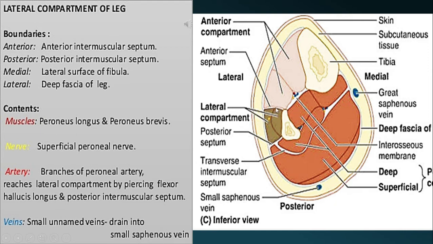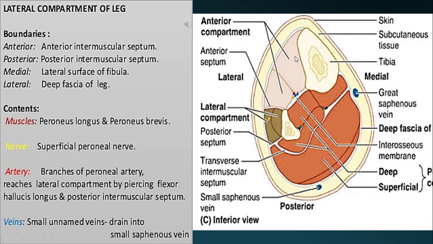And then there is this deep fascia, which is enclosing the compartments of leg. You can see two septa, anterior septum attached to the anterior border of fibula coming from the deep fascia, and then you can also observe the posterior septum coming towards the posterior border of the fibula. These attachments to the bones of the septa and interosseous membrane divide the leg into three compartments.